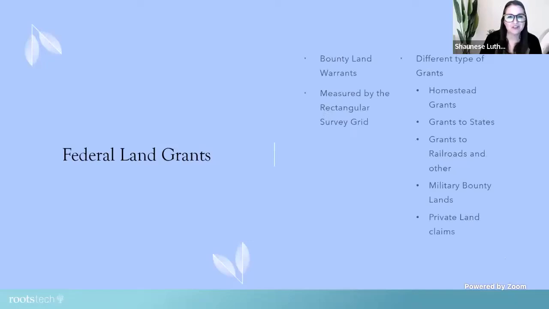And then we have federal land grants. So remember, I could not remember what it was called. It's the rectangular survey grid. So state land grants are meets and bounds. Federal land grants are the rectangular survey grid. And that one you can find on the GLO records. So you have the bounty land warrants, and the measured, and it's like I said. But then you also have the different type of grants. So you have the homestead grants, which I mentioned earlier, the 1862 one, grants to the states, grants to railroads and other, military bounty lands, and private land claims.